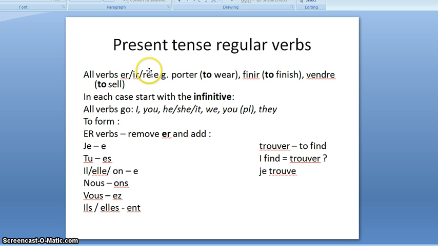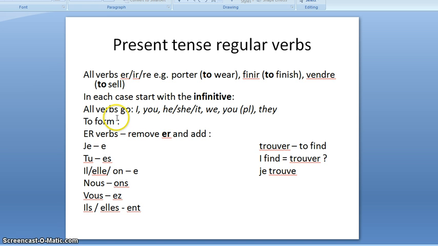How do we form it? In French we have three sorts of verbs. They either end in er, ir, or re. Quite a lot of them end in er. So we've got porter, to wear. Now in English, these are all called infinitives. In English, they start with to. In French, they either end in er, finir, ir, to finish, or re, vendre, to sell. So in each case, we start with the infinitive.